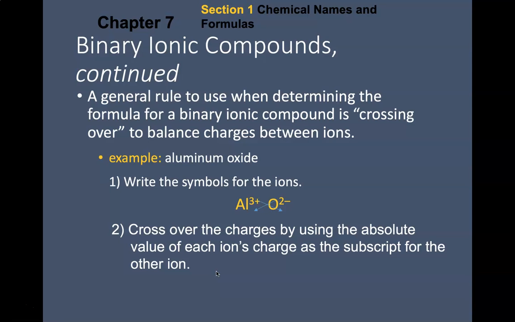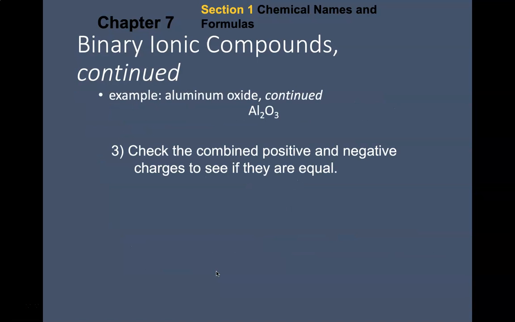So we're going to take the 2 from the oxygen charge and we're going to make it aluminum's subscript. And we're going to take the 3 from the aluminum's charge and we're going to make it oxygen's subscript. In doing so, I create a neutral compound, Al2O3.